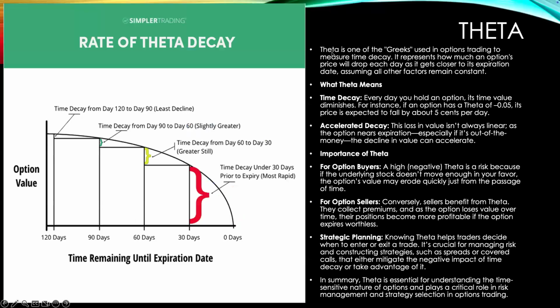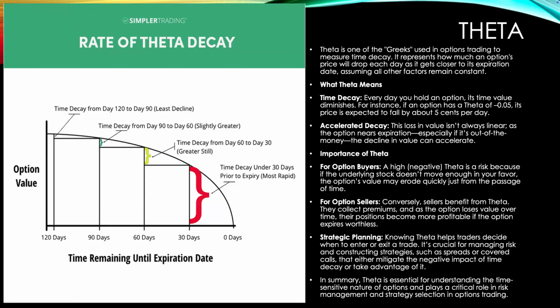Okay? Now, theta. After theta, we're gonna stop. Theta is the time decay. From 121 to 90 days, less decline. Time decay from 90 days to 60 days, slightly greener. Time decay from 60 days to 30 days, greener still. Time decay from 30 days to expiration, most rapid. Now, theta is not your friend. Theta goes against your time. The more time you spend holding the contract without buying or selling it, the more theta is gonna burn the money.